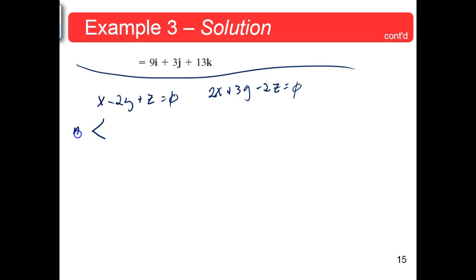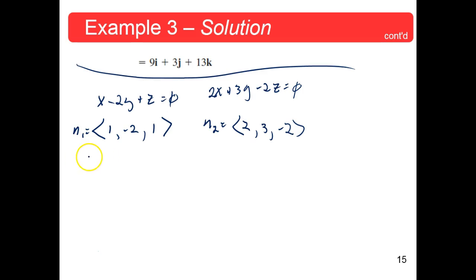Your normal vector for plane 1, let's just call it that, is what? You tell me. 1, negative 2, 1. What's the normal vector for the second one? 2, 3, negative 2. You got them. So what do we do to find the angle in between?